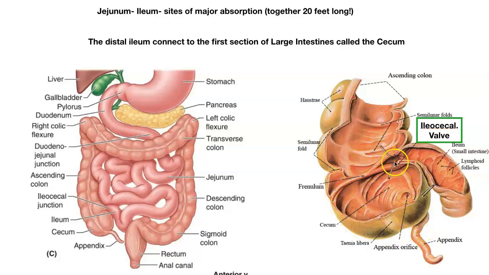The cecum, there's a valve that controls the flow of the chyme into the cecum. It's called the ileocecal valve. Ileo coming from the ileum, cecal going to the cecum, ileocecal valve. We want our chyme to be going in this direction only, into the cecum. We do not want the contents of the large intestines backwashing or going backwards into our ileum. Not good.